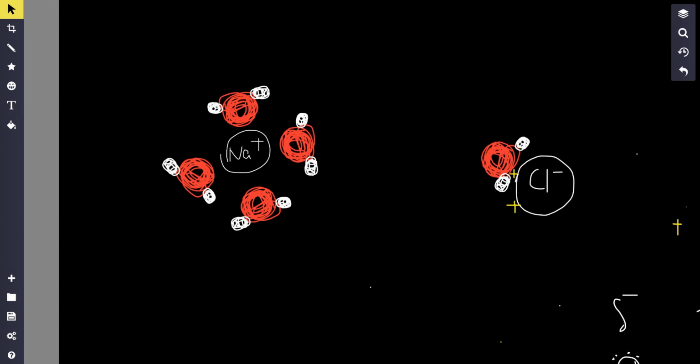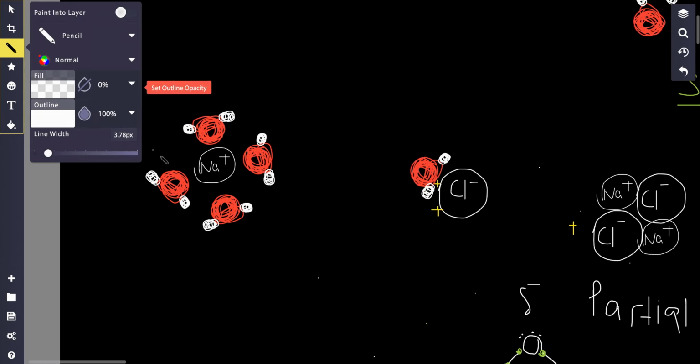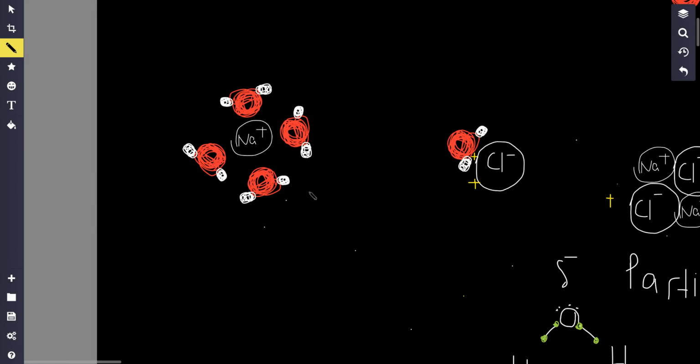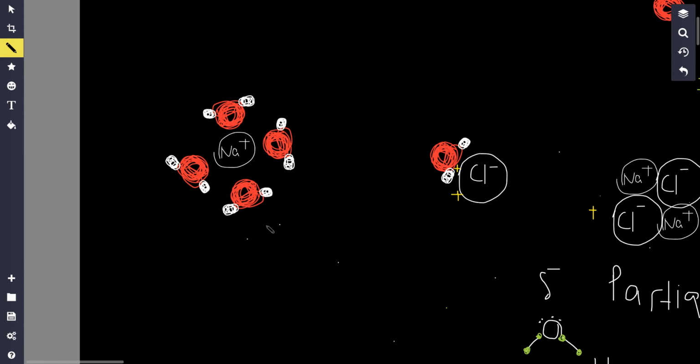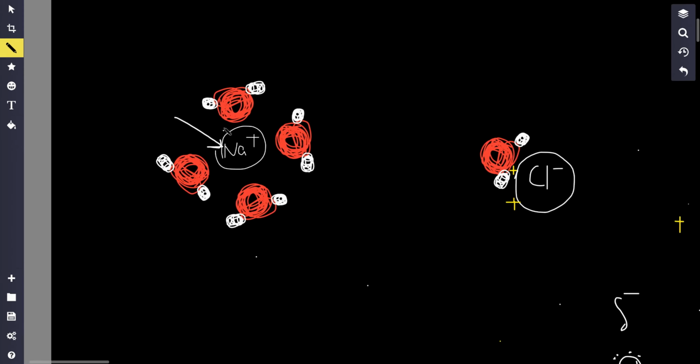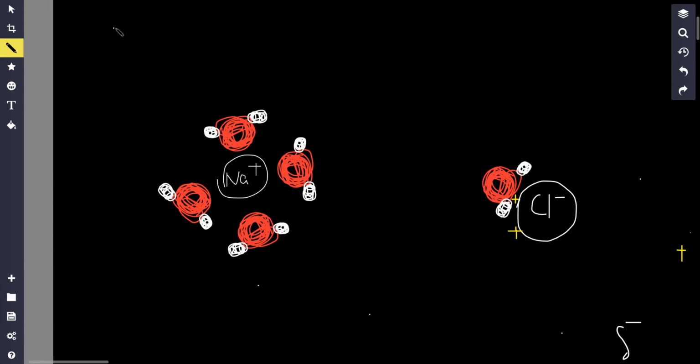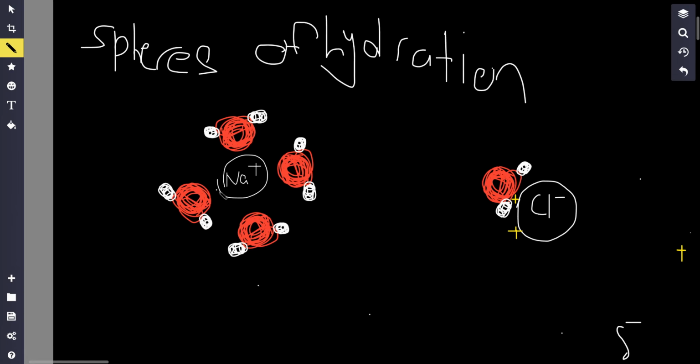And now, after everything has been dissolved, or after some of the ions have been dissolved, these dissolved ions will form spheres of hydration. This is what it's called. It's going to form spheres when the ion gets surrounded by the water molecules in a sort of sphere.